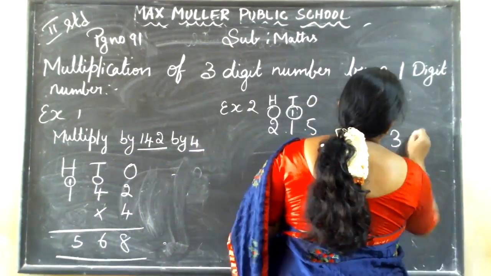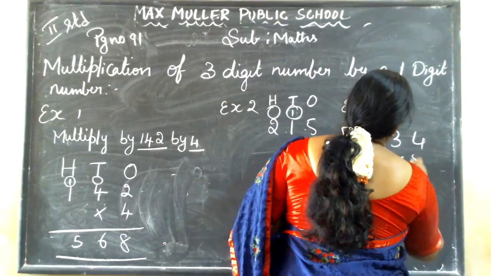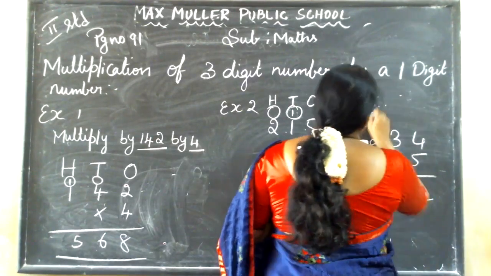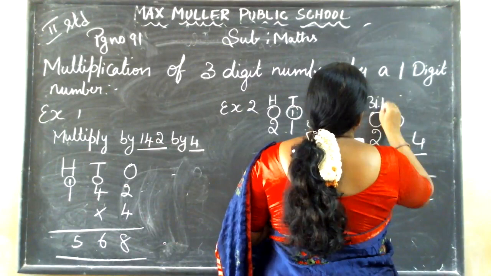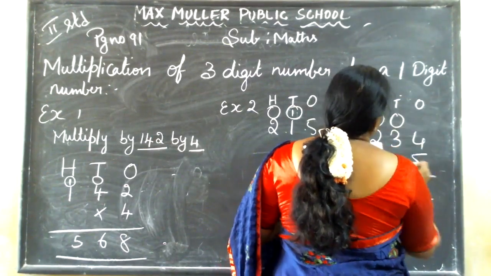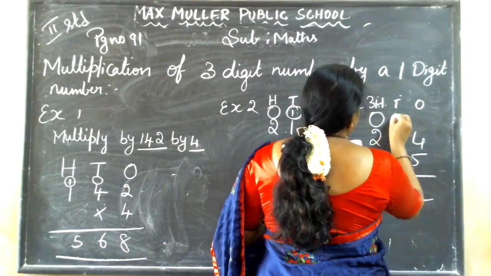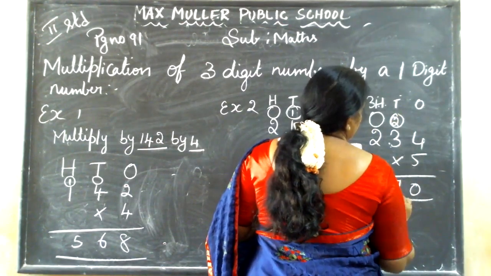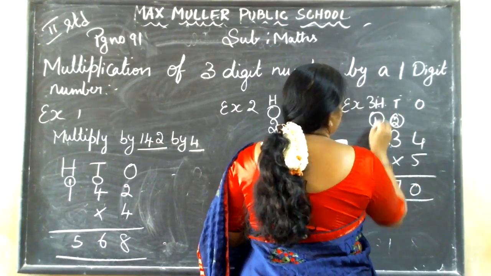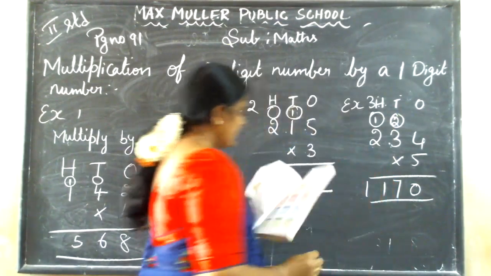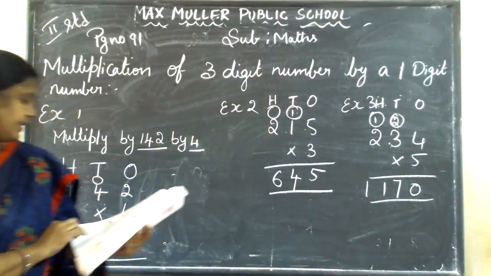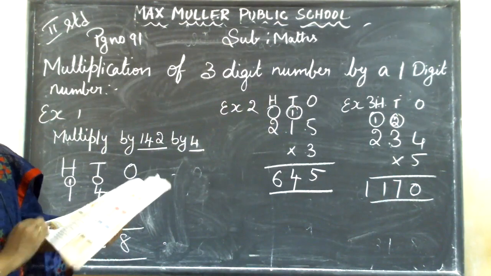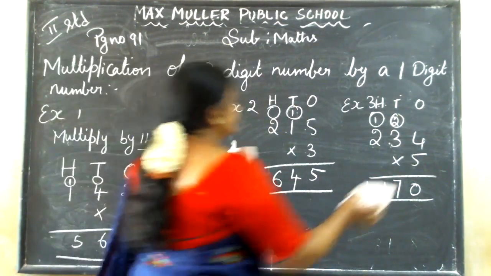234 into 5. 5 4s are 20. 0, 2 balance. 5 3s are 15. 15 plus 2, 17. 1. 5 2s are 10. 11. 1170. Sorry children, that is 3.